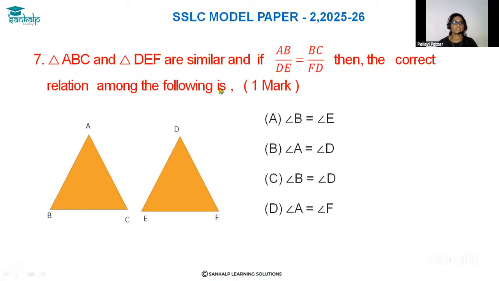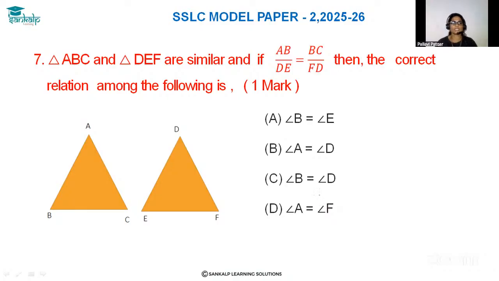Hello everyone. Look at question number 7. Triangle ABC and triangle DEF are similar. If AB divided by DE is equal to BC divided by FD, then the correct relation among the following is. Look at option A: angle B is equal to angle E. B: angle A is equal to angle D. C: angle B is equal to angle D. D: angle A is equal to angle F.